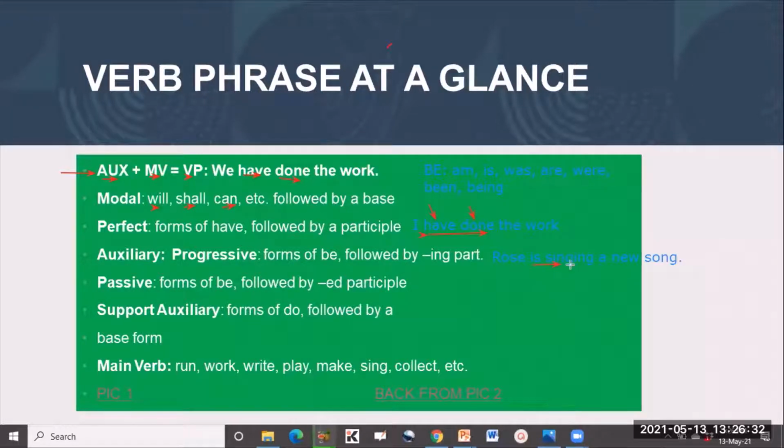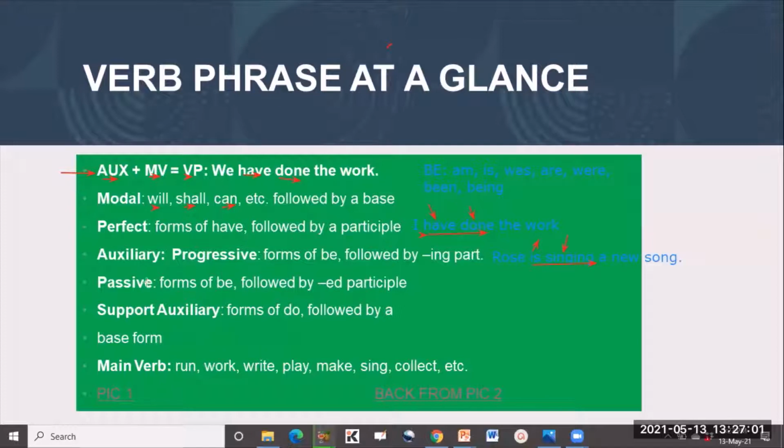Now, the verb phrase here is is singing. Then the form of be is is, all right? That's the form of be. And then the main verb is singing. So we have a combination of is and singing to form the verb phrase here. Rose is singing a new song, all right? So you can see it quite clearly there.